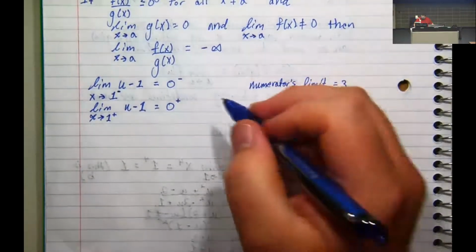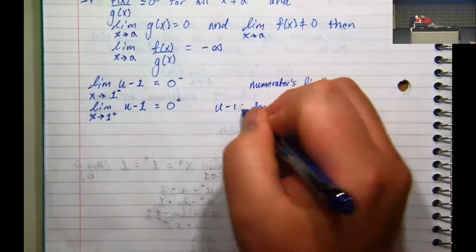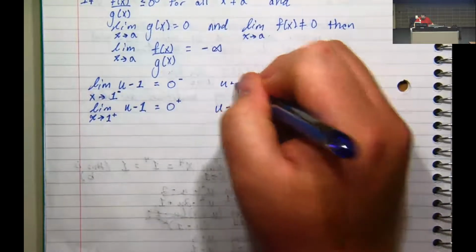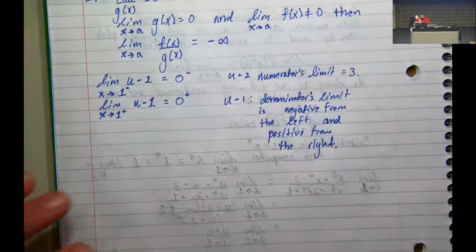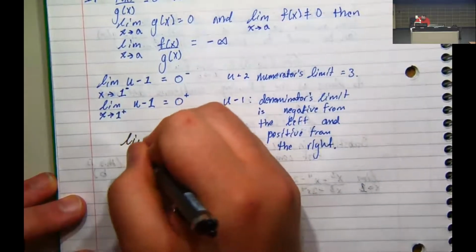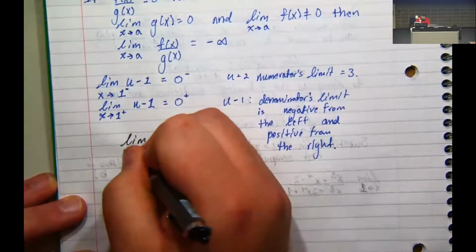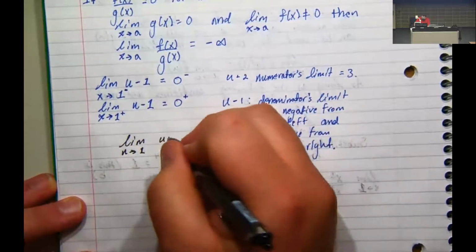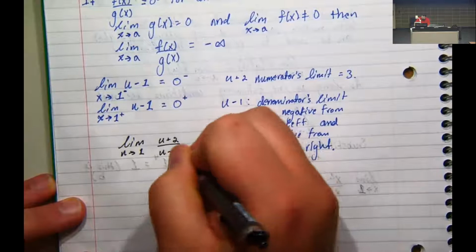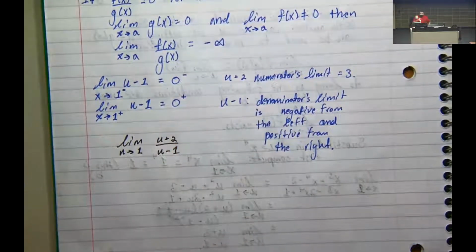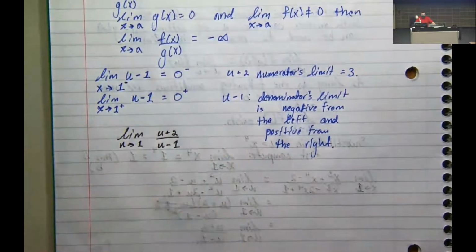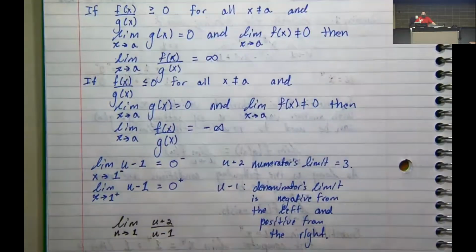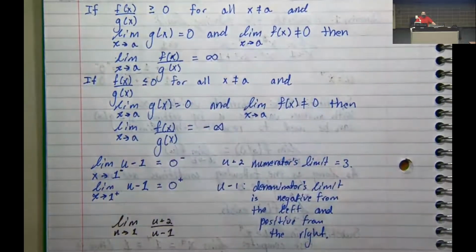And I'll just write that out. So u minus 1, and this is u plus 2. And I'll just write out what we actually have. What we're actually computing right now is the limit as u goes to 1 of u plus 2 over u minus 1. So if the numerator is always positive and the denominator depends on whether we're coming from the left or the right, that means we're going to have to apply both of these rules, one from coming from the left and one from coming from the right.